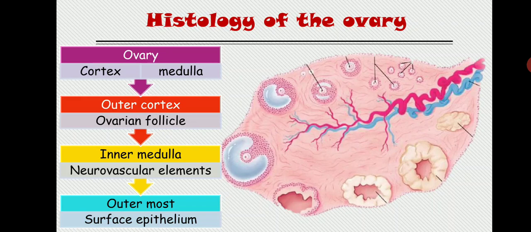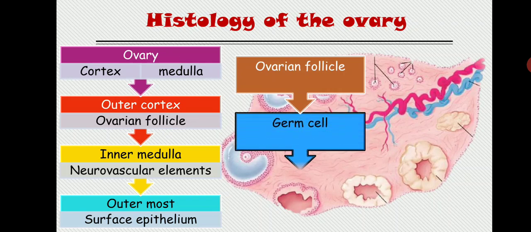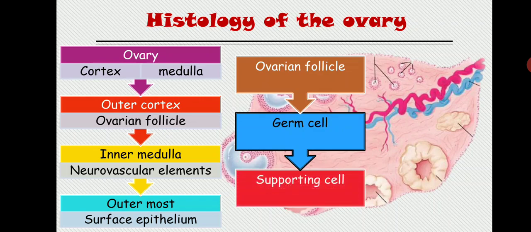Now let's take a clear concept about the ovarian follicle. The ovarian follicle is not a germ cell. Got it? The ovarian follicle is not a germ cell. Rather, it is made up of two things: one is a germ cell, another is a supporting cell. So the ovarian follicle is basically the functional unit of the ovary. There are many ovarian follicles, and the germ cell present inside an ovarian follicle, in female, is known as the oocyte.